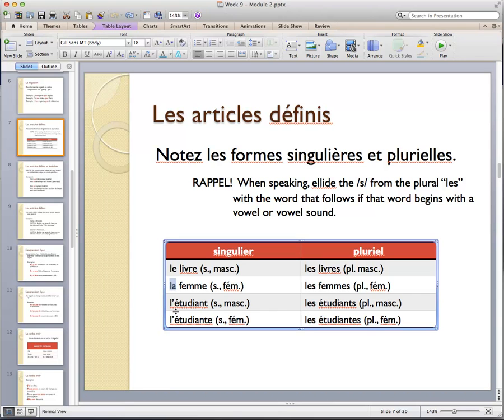A feminine singular noun, such as femme, is la femme in the singular, but les femmes in the plural. When the word starts with a vowel, regardless of whether it's masculine or feminine, in the singular form, we use l'apostrophe. L'étudiant, l'étudiante. In the plural, as before, the only form of the article that we use is les. Les étudiants, les étudiantes. And again, remember that you've got this liaison between the S and the vowel that follows.